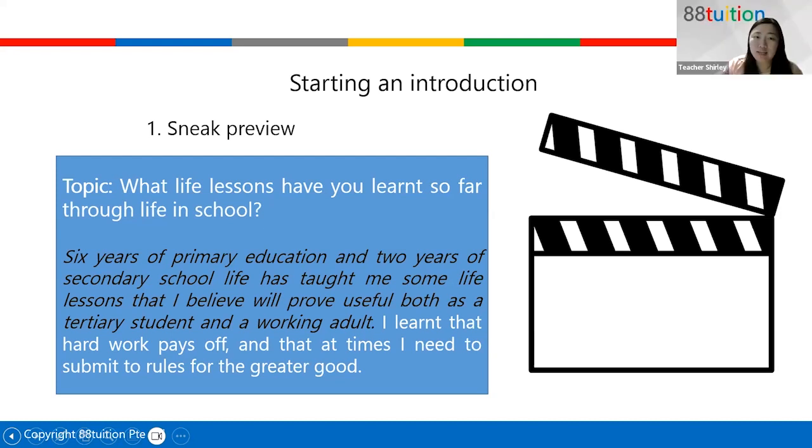Okay, so over here, actually, the one in white is the thesis statement. So he gives the reader a direction. He's definitely going to talk about how hard work actually pays off and how you need to submit to rules. So this one can appear in body paragraph 1 and 2.